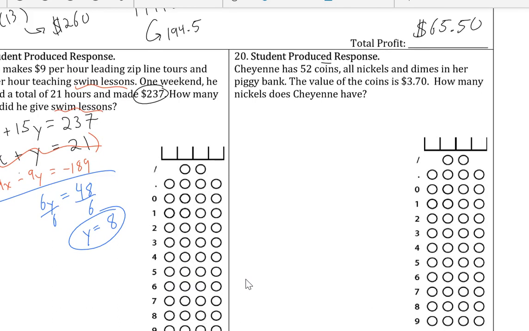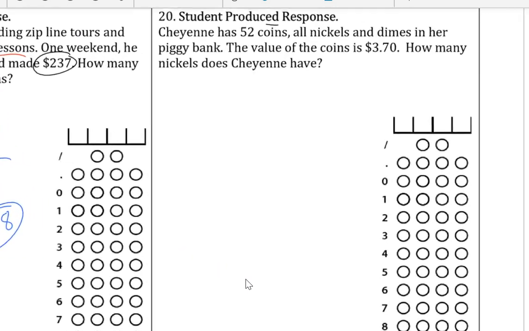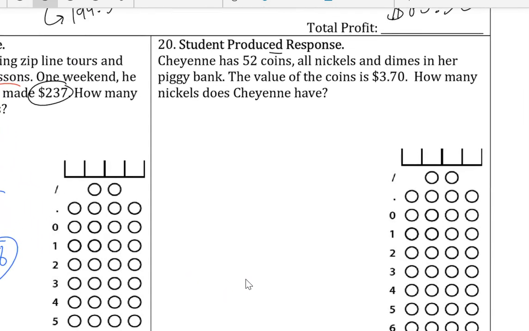Okay, Cheyenne has 52 coins, all nickels and dimes in her piggy bank. It's weird, but it's nonetheless possible. The value of the coins is $3.70. How many nickels? So I'm going to call nickels my x and dimes my y. So it says I have 52. So if I add them together, I get 52. Now a nickel is worth 0.05, so I know that 0.05x, and a dime is worth 10 cents, so 0.1y equals 3.70.